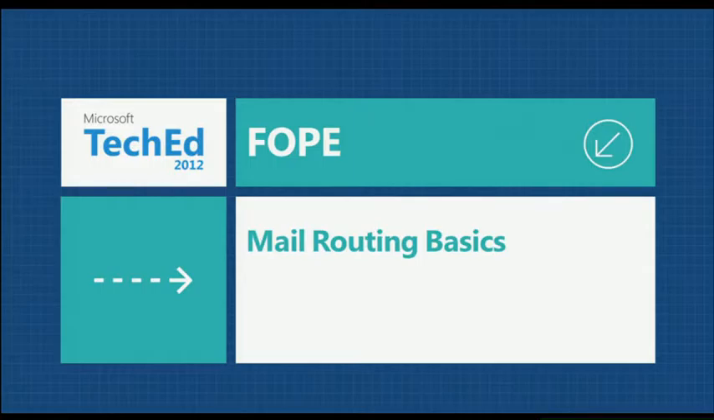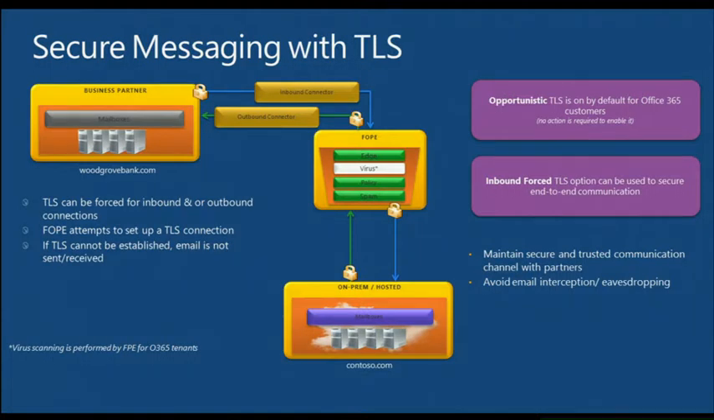So that brings me on to the final section and talking about mail routing. This is where we put together some of the things that we've looked at, the various different pieces of technology, things like policies and connectors, and bring it together into something we can actually see in action. So we start off with TLS.